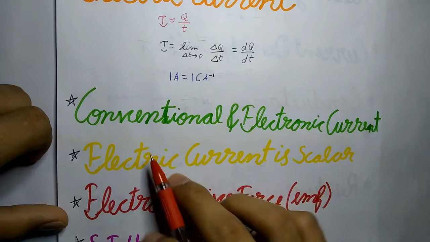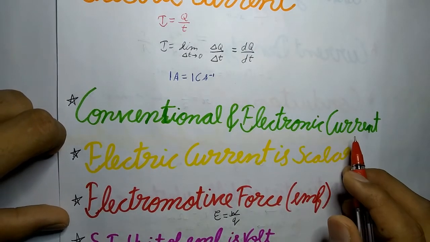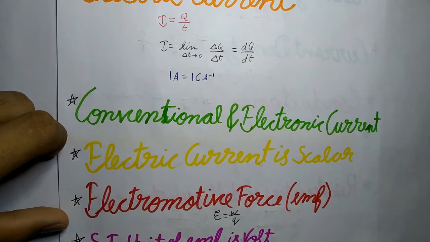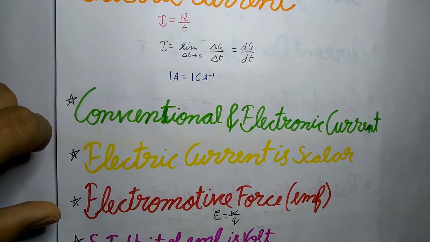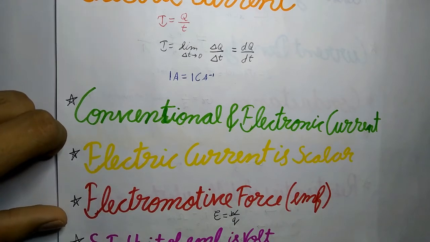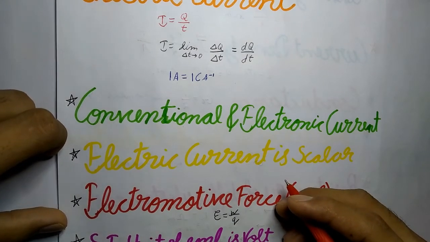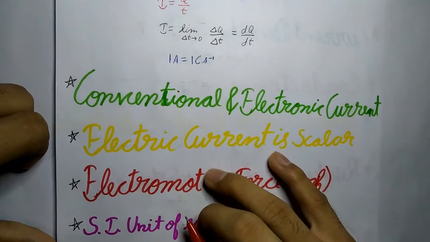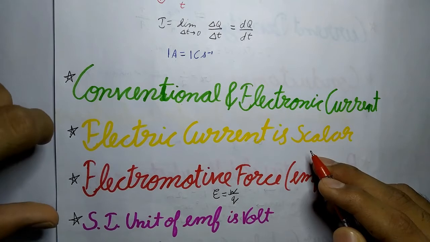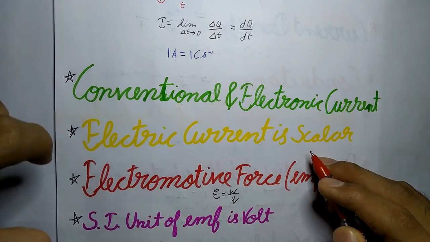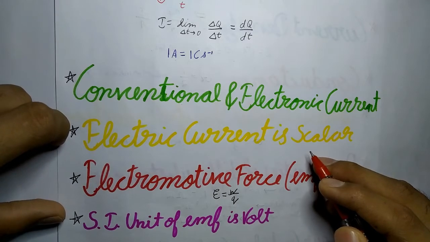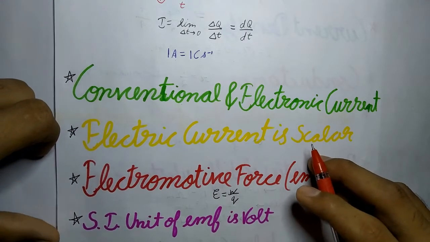Now next is conventional and electric current. The direction of motion of positive charges is taken as the direction of conventional current, electrons being negatively charged. So the direction of electric current is opposite to that of the conventional current. Now electric current is a scalar quantity. Although we represent current with an arrow, yet it is a scalar quantity. Electric currents do not obey the laws of vector addition.